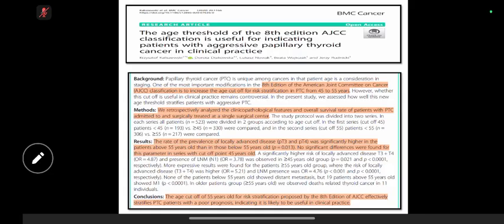In the first series, the cutoff was less than 45 and more than 45, and in the second group, it was less than 55 or more than 55. In the results, the prevalence of locally advanced disease, that is pT3 or T4, was significantly higher in patients above 55 years than those below 55 years. There was no significant difference found in this parameter in the series with a cutoff of 45 years. So, to conclude, the age cutoff of 55 years for risk stratification proposed by the 8th edition effectively stratifies patients with poor prognosis, indicating it is likely to be useful in clinical practice.